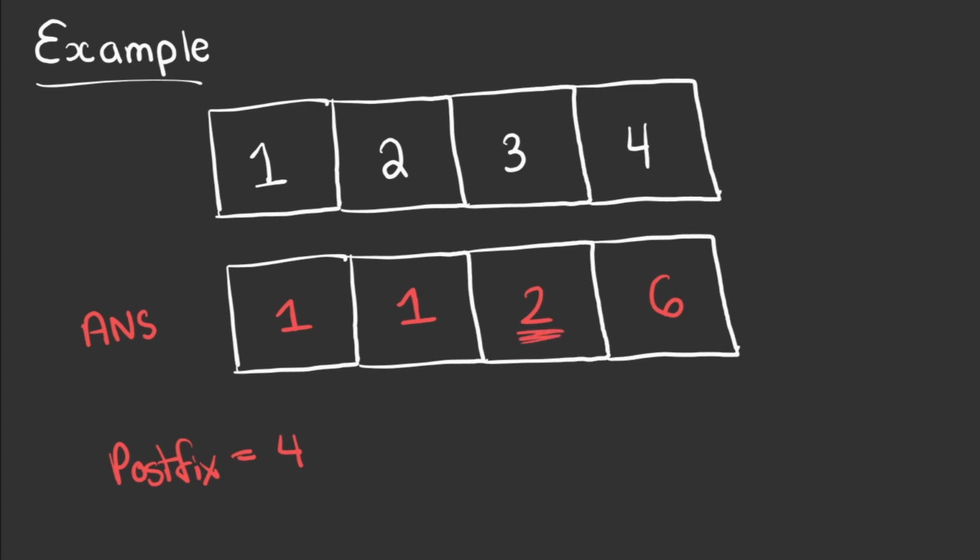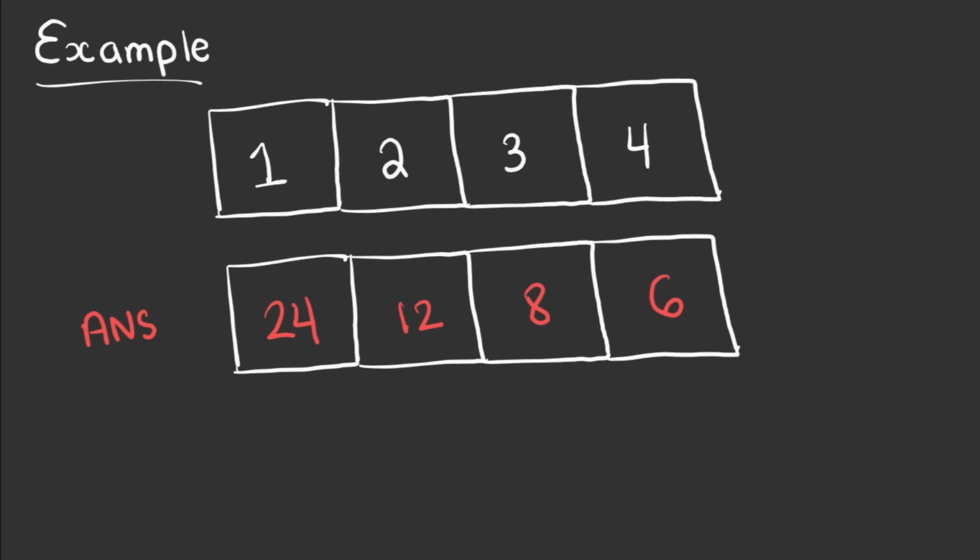Then we multiply with the answer array. So 2 times 4 is 8. And then we update the postfix value. 4 times 3 is 12. Then 12 times 1 is 12. And 12 times 2 is 24. So the postfix value becomes 24. And finally, we multiply 1 times 24. And this is the final answer array that we needed, and this is correct.